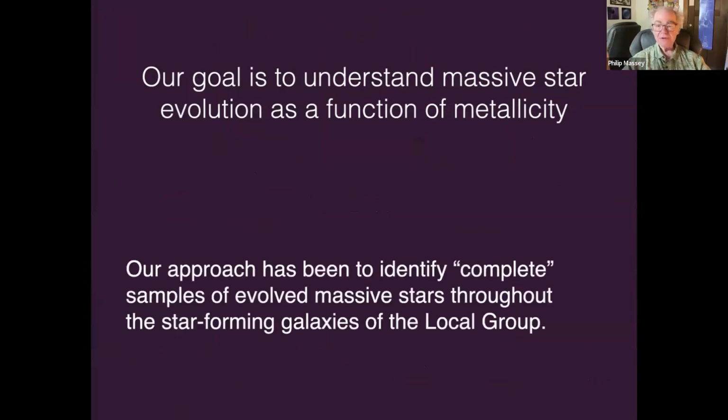And our approach has been to identify complete samples of evolved massive stars throughout the star-forming galaxies of the Local Group. Now, you'll notice I put complete in quotes. And the reason for that is that I don't think you can have a complete sample of red supergiants in the nearby galaxies. They would extend down to a luminosity of about 3.8 dex. And around 4 or 4.3, you start getting totally swamped by the AGB component. And we'll talk more about that in a moment.